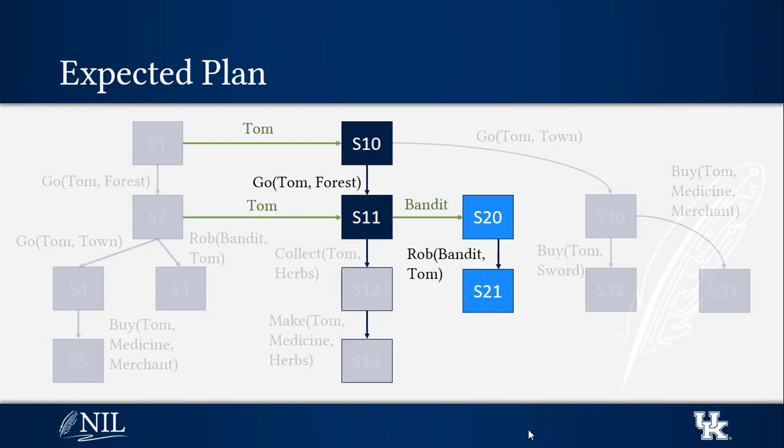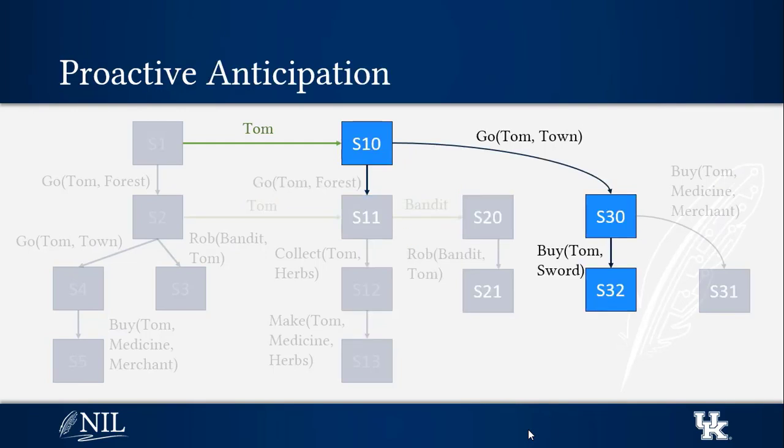Our previous model did not keep track of these kinds of plans, but using our new definition of a valid plan, it is possible for characters to proactively anticipate the actions of other characters. For example, Tom could go to the town and buy the sword before going to the forest. I will later explain why this is a valid plan.